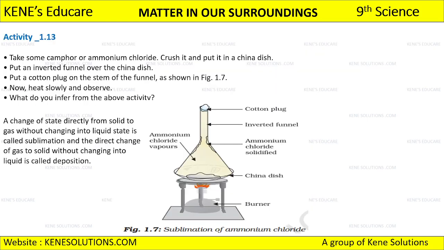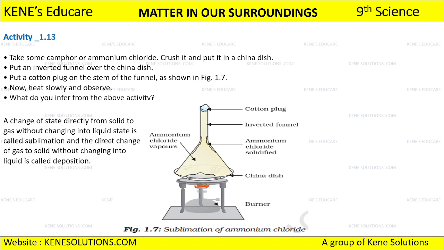After that, now we need to discuss the sublimation process, like how exactly sublimation of ammonium chloride takes place, right? For this, we need to take some camphor or ammonium chloride, okay? We need to crush it and put it in a china dish. After crushing and putting it in the china dish, we need to place an inverted funnel over the china dish, as shown in the picture, okay?